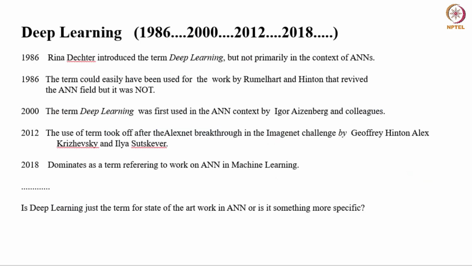Finally, just a few words about the final point, deep learning. As I already said, it was invented in 1986. Actually, it wasn't used in 1986. It was only in 2000 that anybody used the term deep learning related to artificial neural networks. And it actually wasn't widely used until 2012, when there were some real success stories by application of this kind of systems. And then the word deep learning started to be used about this kind of systems. Now it's a dominating term, and one can discuss whether it's just a term for the state of the art in artificial neural networks, or there's something more specific. And this we will discuss shortly in the final lecture.